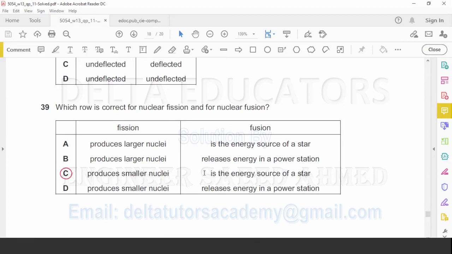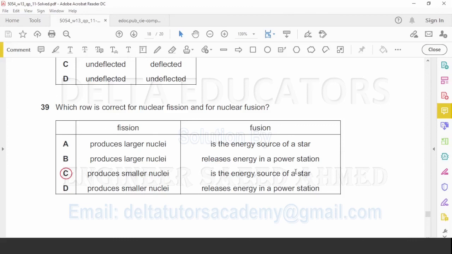Now we have to check the option C and D only. What about fusion? In C it is given is the energy source of a star. Yes, it is correct option. For fusion, we have studied that in fusion, two smaller nuclei are united together to form a bigger nucleus, and in our stars, the main source of energy is fusion. In stars, the energy is generated because of fusion. So here our correct option is option C, where it is given in fission produces smaller nuclei, and for fusion it is given is the energy source of a star.